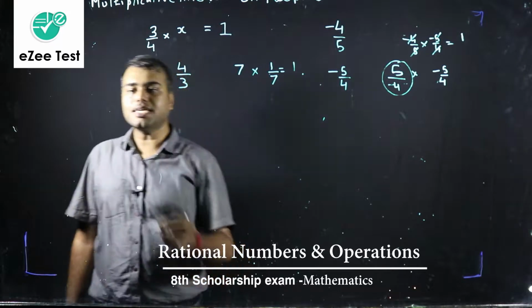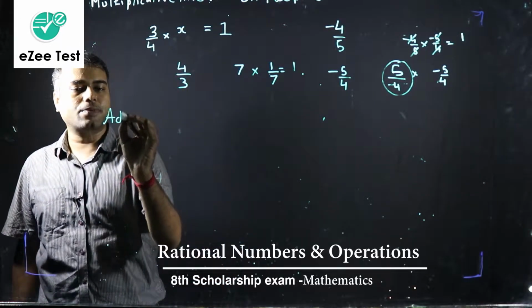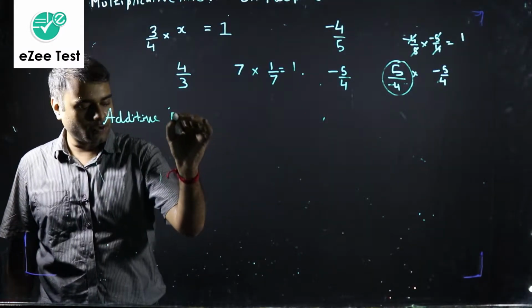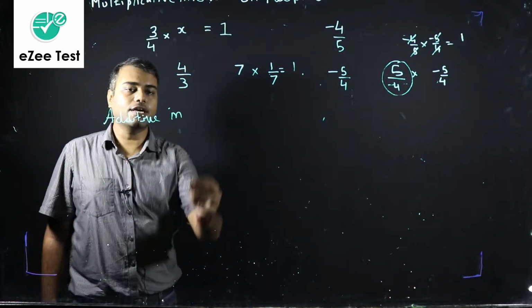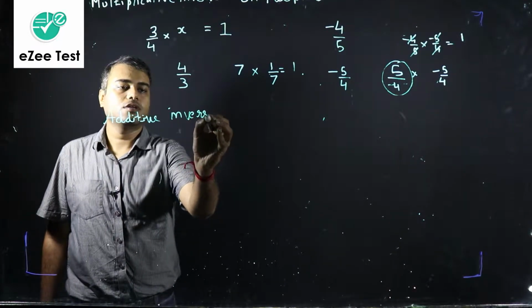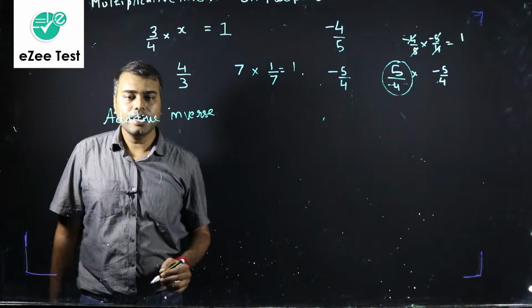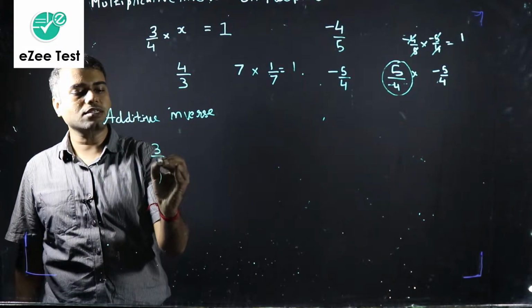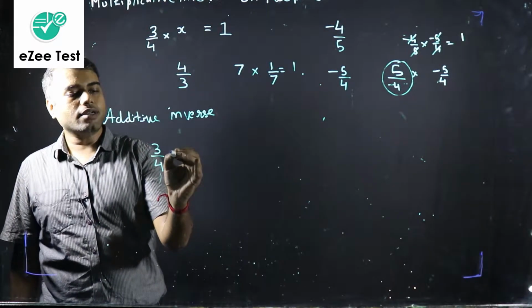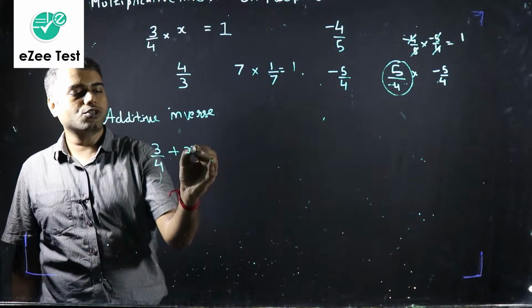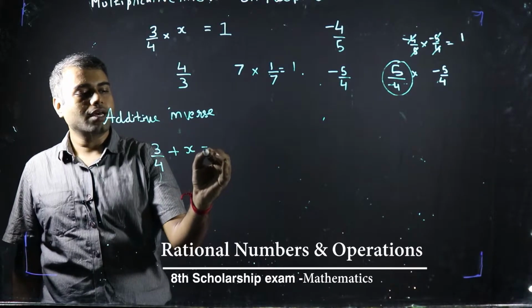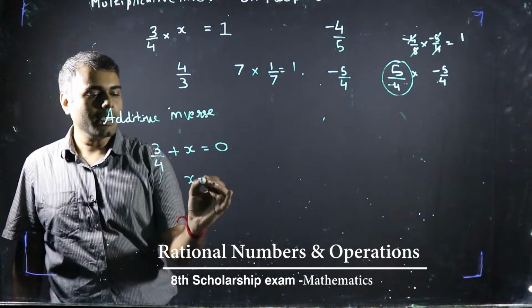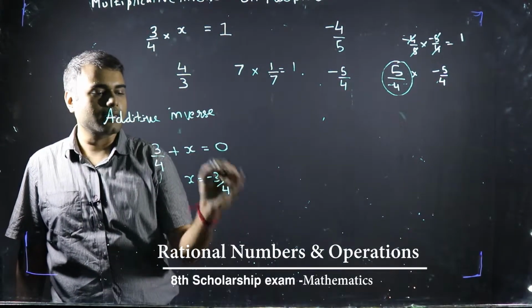Okay, and the second term that you will encounter in this chapter is your additive inverse. What does additive inverse mean? Suppose let's take the same type of fraction, 3/4. With what fraction or number should I add 3/4 such that the answer is 0? So x here will be -3/4, isn't it?